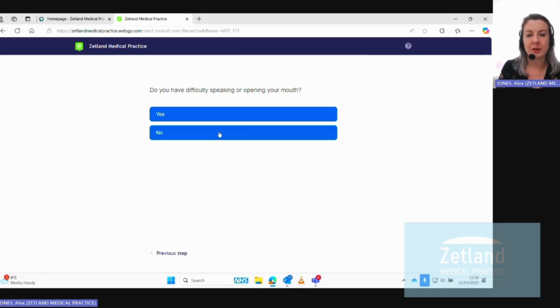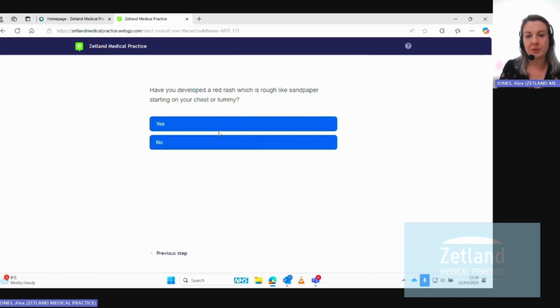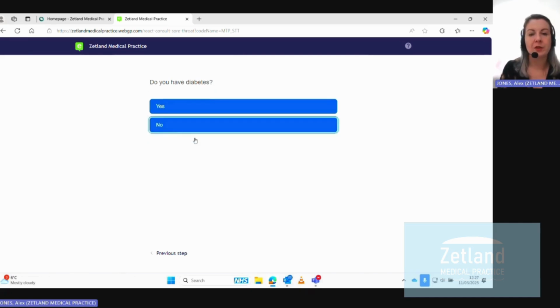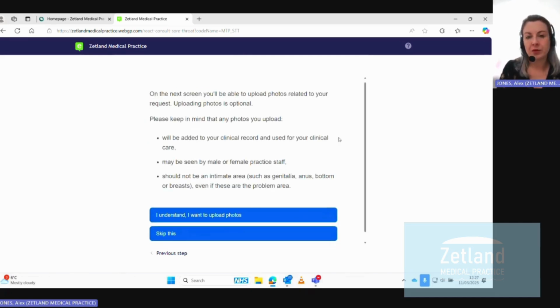So difficulty speaking, we're going to say no. Developed a red rash. So again, this is very clever. This is to do with the fact that it's a sore throat consultation, so they're thinking about scarlet fever. And again, this question would not appear if I'd picked a different problem that I was presenting with. It just shows you how clever it is. So we're going to say no. And the diabetes question is to do with how vulnerable you are to this infection becoming more serious. I will say no.